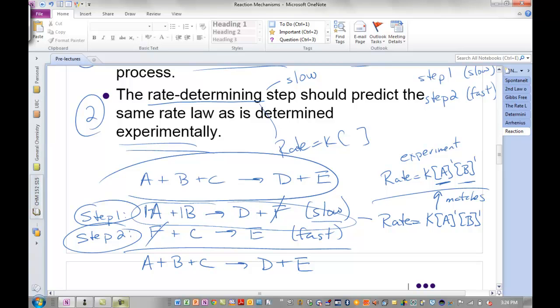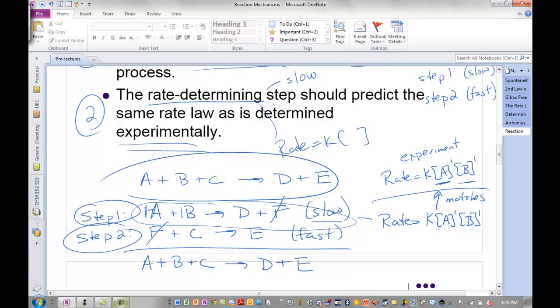Okay? So I hope that kind of makes sense. So this is kind of more what we would do. We would know the overall reaction, we would know the experimental rate law, and then we would say, oh, okay, well, I know the rate determining step, so I know what to put in that step, and then try to figure out what must also be happening to get the product.